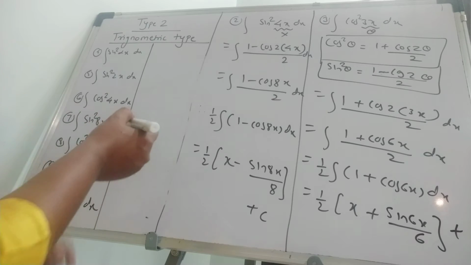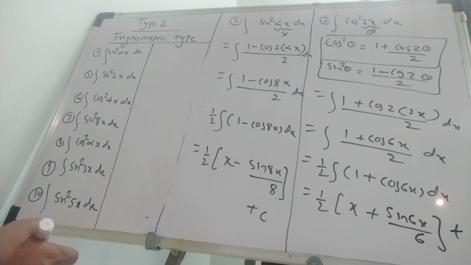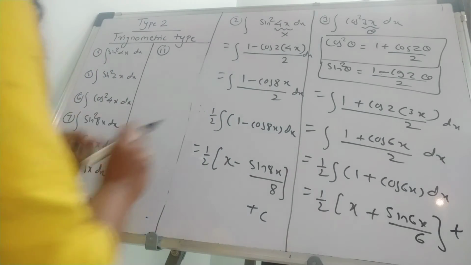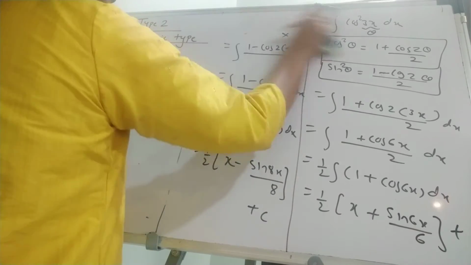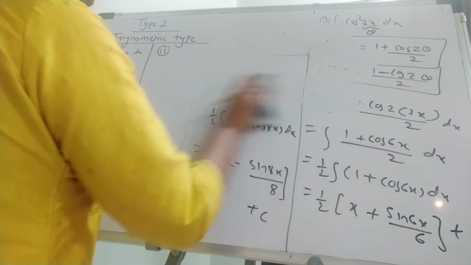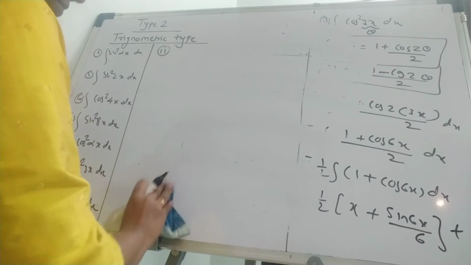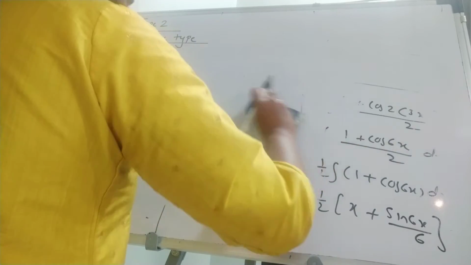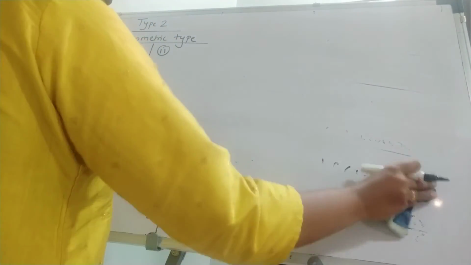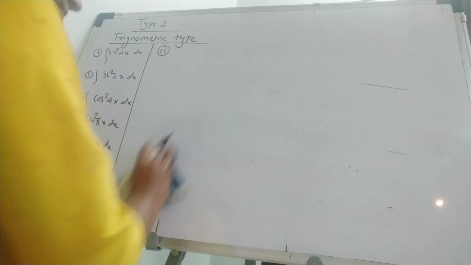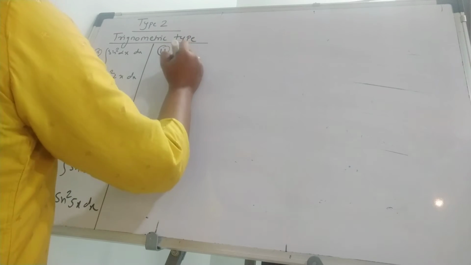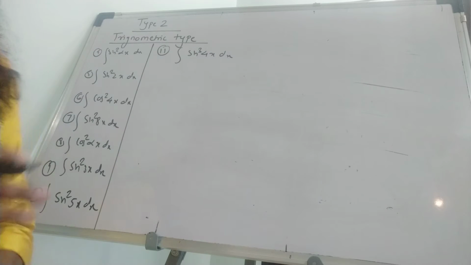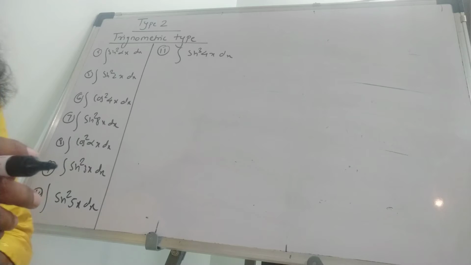Okay. Now we'll consider next form. Question number 11, we'll consider here cubic form. Okay. Now consider cubic form in this case. If we consider next question as sine cube of 4x dx. Okay. There is again no direct formula for sine cube theta.